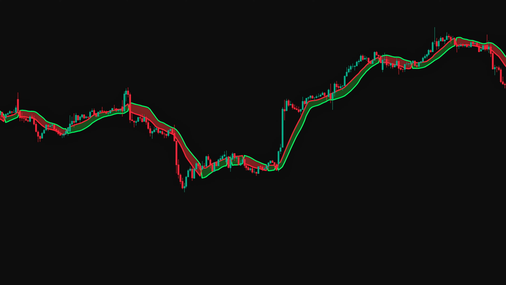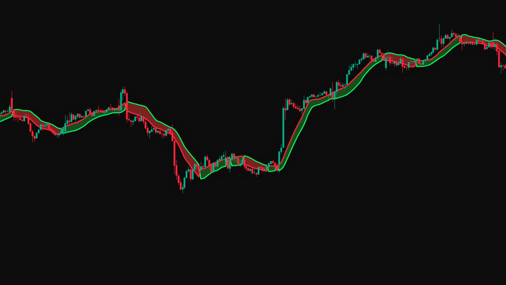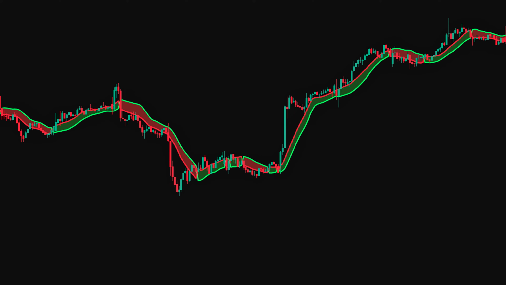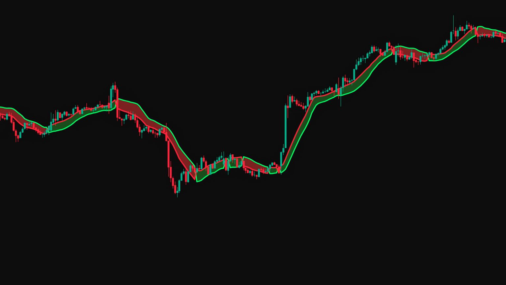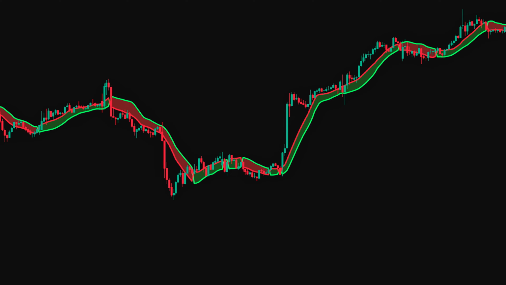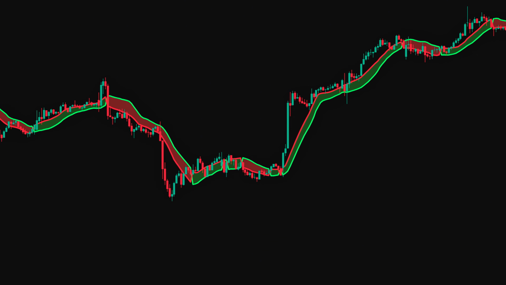Think of this as the first layer of the system. It doesn't tell us when to take a trade by itself, but it sets the directional bias. From here on, every step in the system is built around confirming that direction and making sure we only trade when conditions are stacked in our favor.